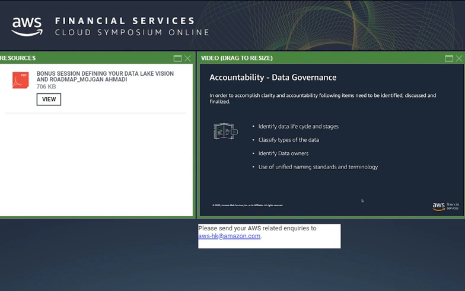Once you identify that, go and classify type of the data you want to bring to your data lake. Your classification can be product-based, it can be channel-based, it can have reference data versus transaction data. Does it have sensitive data versus none, or all above? You have to classify all the data that comes to your data lake. Once you have your data's lifecycle and stages clarified and your classification is done, then you can assign data owners. The last one is to use unified naming standards and terminologies.